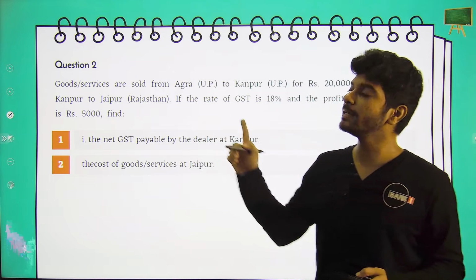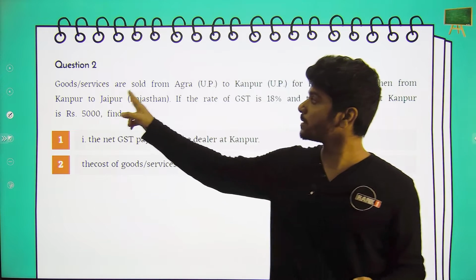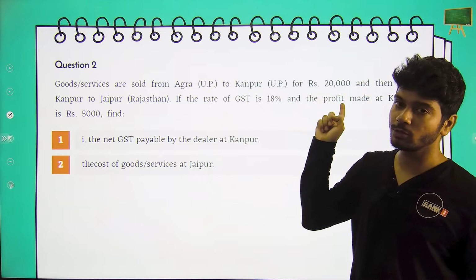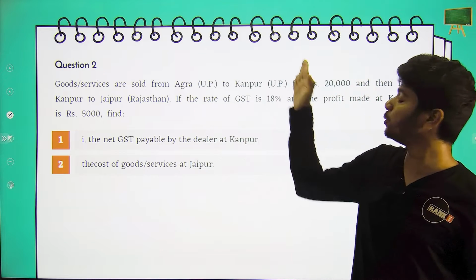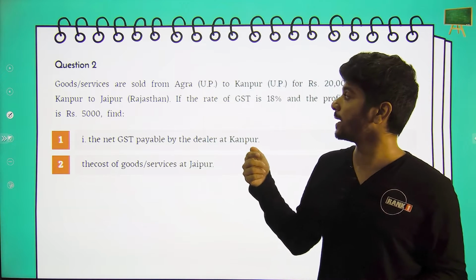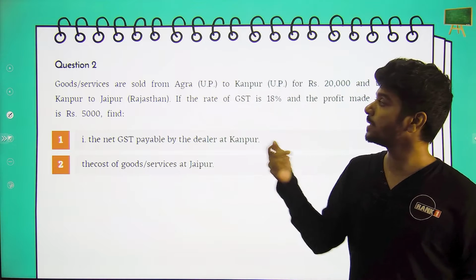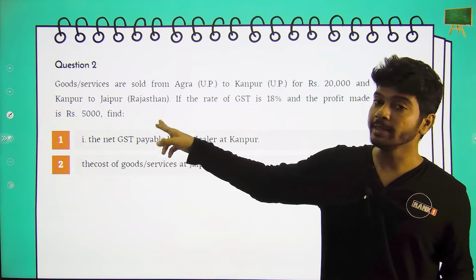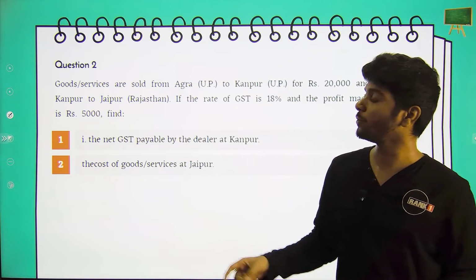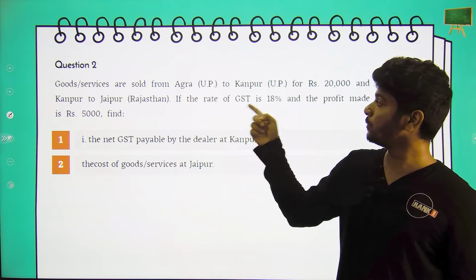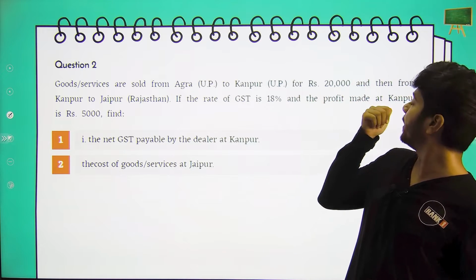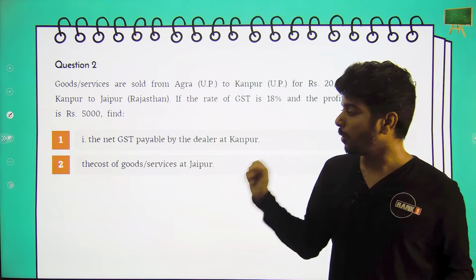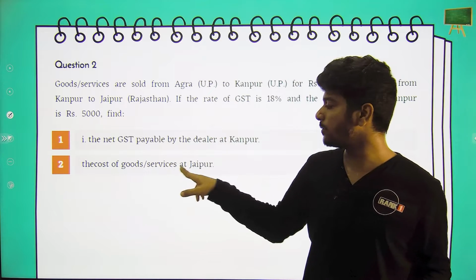I want you to read this sum in your mind. Goods and services are sold from Agra, UP to Kanpur, UP for 20,000 rupees. See, goods are sold from UP to UP. That means the transaction is happening within the state for 20,000, and then from Kanpur to Jaipur, the state is changed. Jaipur is located in Rajasthan. If the rate of GST is 18% and the profit made at Kanpur is 5,000, find the net GST paid by the dealer at Kanpur and the cost of goods or services at Jaipur.